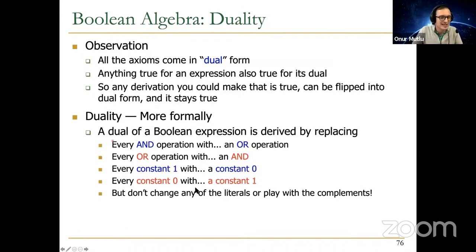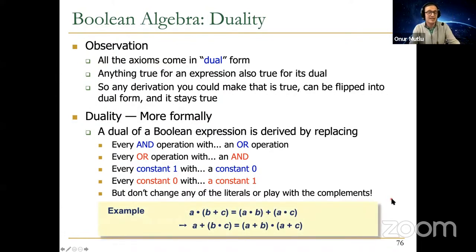Well, okay, before the example, a dual of a Boolean expression is derived by replacing every AND operation with an OR operation, every OR operation with an AND operation, every constant one with a constant zero, every constant zero with a constant one. But you don't change any of the literals or play with the complements, as we will see. So basically, you have A and B or C distributed like this. If you want to take the dual of this, you change the OR to AND and AND to OR. And then if you have a constant one, you change it to constant zero. You have a constant zero, constant one, but you don't have those over here. So it works over here. It works over here, right? So you can test it for yourself, basically.